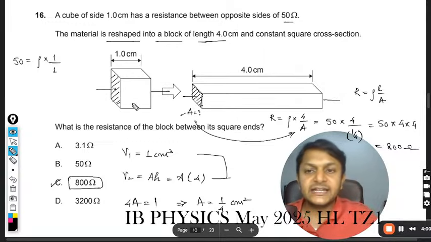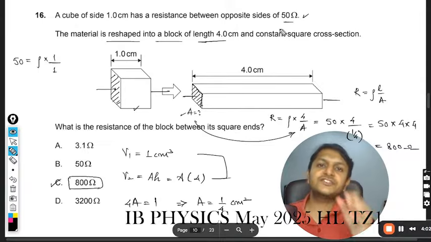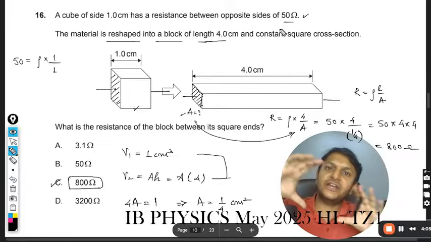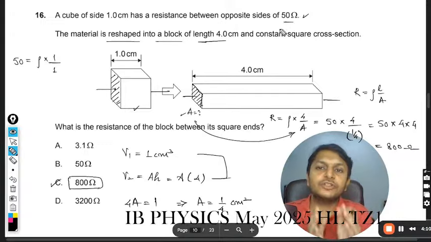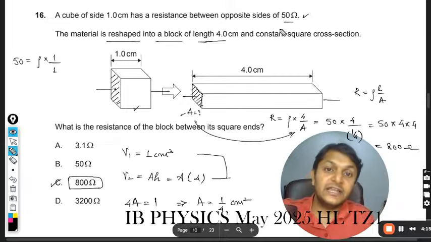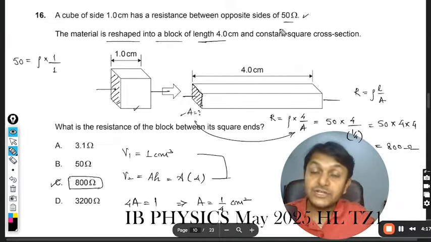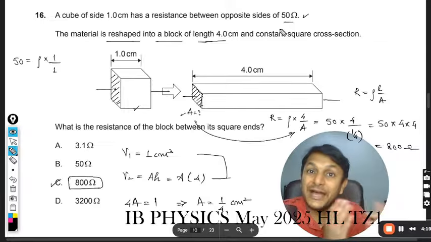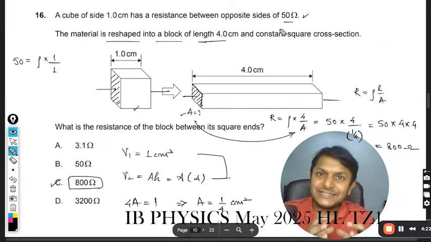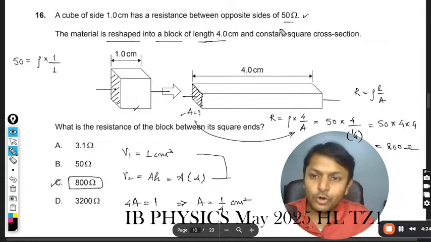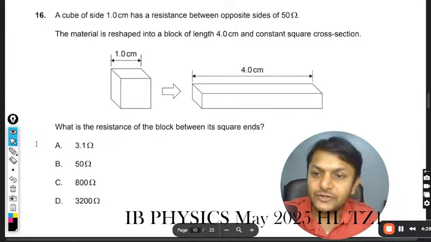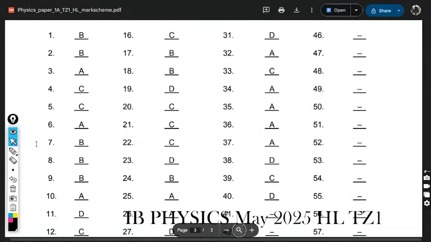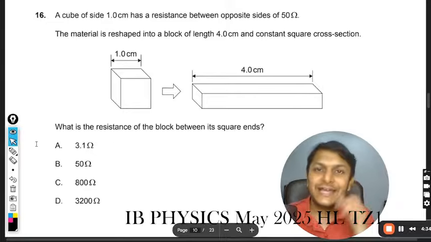So you can clearly see that this cube had a very small resistance, because the cross-section area was much bigger, it was 4 times bigger, and the length was just 1 centimeter, and the resistance was 50 ohm. But in the second case, the length has become 4 times and the cross-sectional area has reduced by 4 times. So the resistance has become quite more. So the answer will be 800 ohm, and that is the answer. The answer is C, and according to the mark scheme, yes, the answer is C.